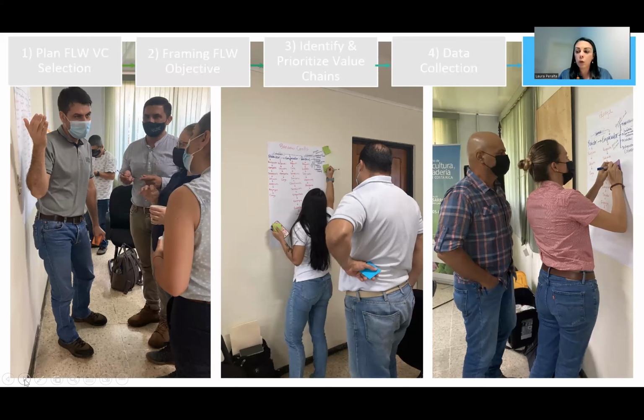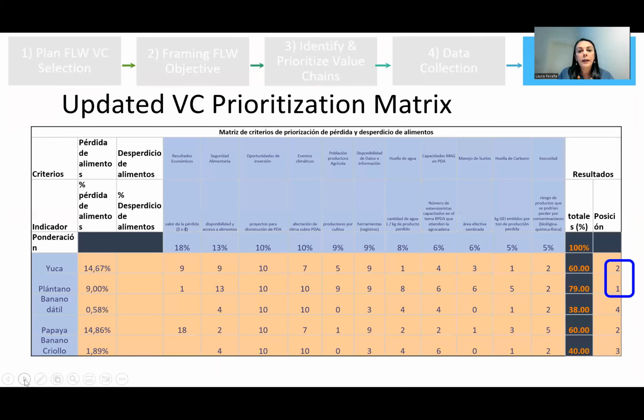So in this case, we were able to get a final updated prioritization matrix, like we can see in the next slide. And here we have the complete information. We were able to see that at least for this case, and with the data we were able to gather, plantain and cassava, yucca, were the top 2 priority value chains to keep addressing in this context in order to tackle food losses and waste in the future.